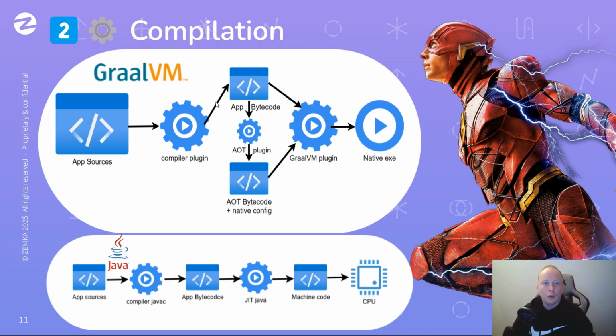In the topic of compilation for GraalVM, you have this path. You have the app source, then it goes to the compiler plugin, javac. It creates bytecode, but it is not the only path. There is a second parallel path with the ahead-of-time plugin that adds additional bytecode with native config, and all those are aggregated in the GraalVM plugin to produce the native exe. While in the classic JVM way of compiling, you have the app source, which is compiled to bytecode thanks to the javac compiler, and then it is processed by the just-in-time compiler to produce the machine code for the CPU.